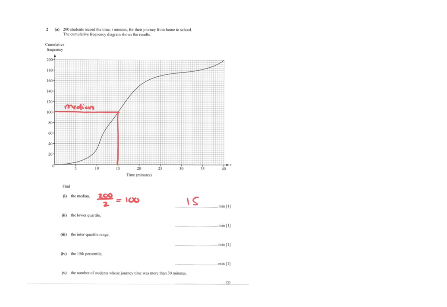Now the lower quartile will be a quarter of the way up the data. So I'm going to do 200 divided by 4, and this is going to give me 50. So I'm going to draw a line at 50 in the same way. And reading off my graph, I can see that this gives me a value of 11 on the horizontal axis. So my lower quartile is 11.